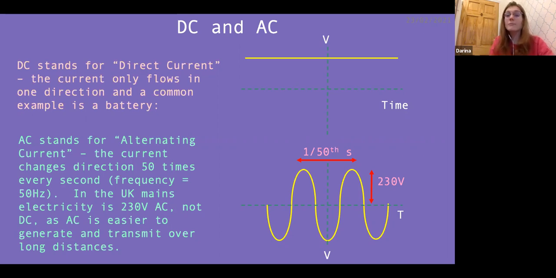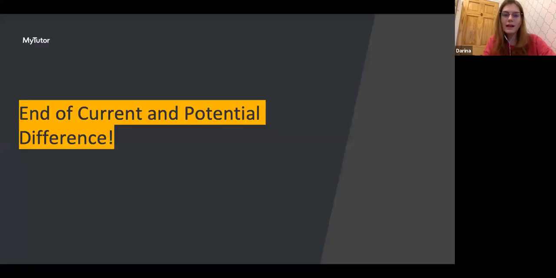So in a battery, or in a cell, the ones we've been using all throughout our circuit drawing, you would find direct current. All right, perfect. So that's the end of the content that I wanted to do with you guys today.